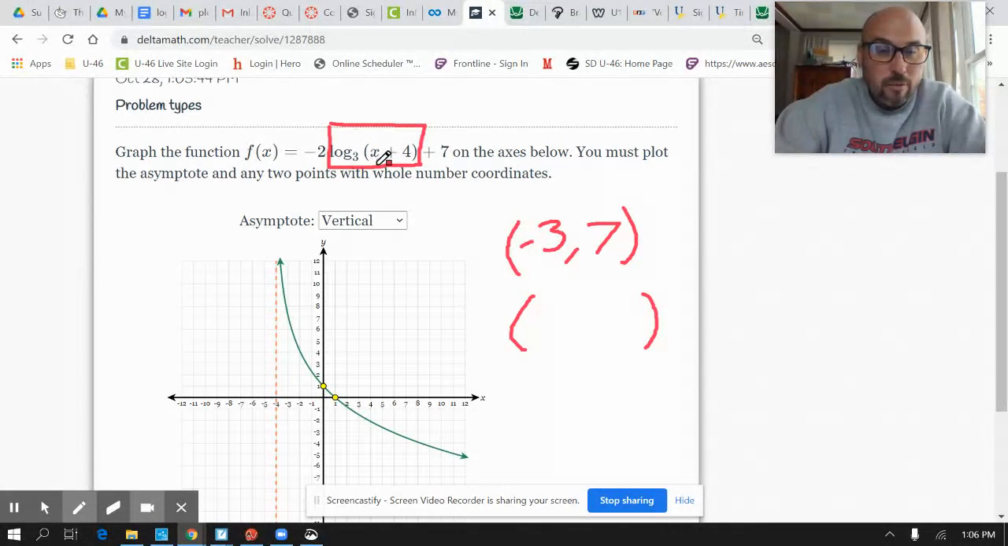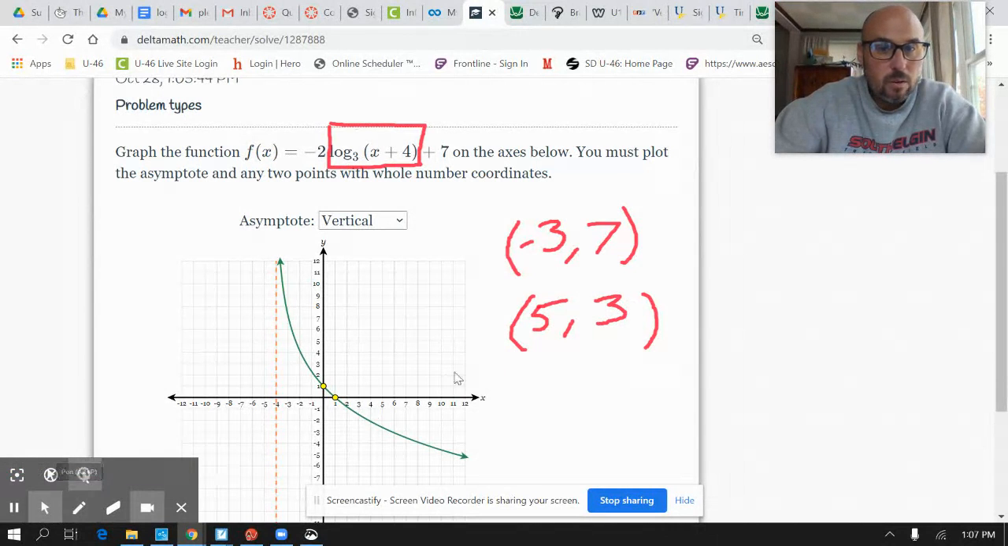You could do 5, because 5 plus 4 is 9, and log base 3 of 9 is just 2. Or you could do negative 1, because negative 1 plus 4 is 3, and log base 3 of 3 is 1, etc. We'll do 5 because I feel like it is not represented as much. So when x is 5, you have log base 3 of 9, which is 2. And negative 2 times 2 is negative 4. Negative 4 plus 7 is 3.